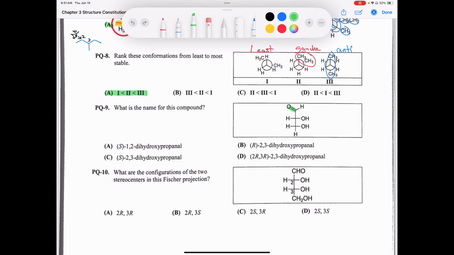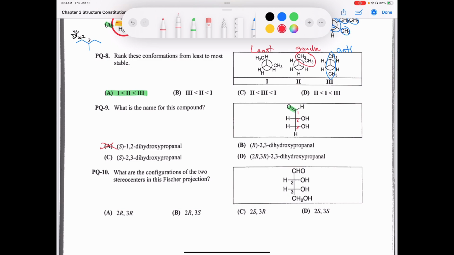We have a total of how many carbons? We got 1, 2, 3. So this is some kind of propanal. They all end in propanal, so we can't use that. If we number the carbons, they would go 1, 2, 3. So this is a 2,3 dihydroxypropanal. So that means we could get rid of the first one because it's not 1,2 dihydroxypropanal. It would be 2,3 dihydroxypropanal.